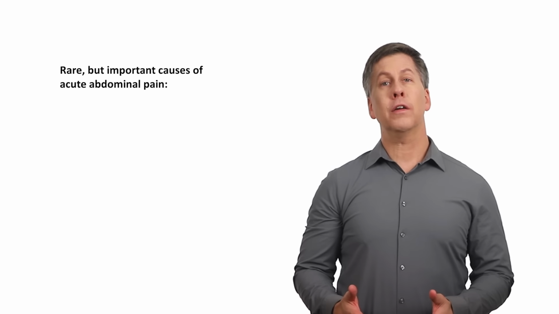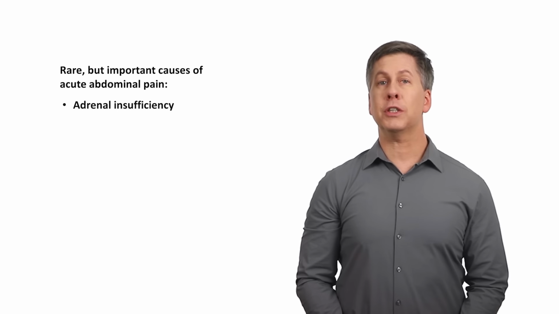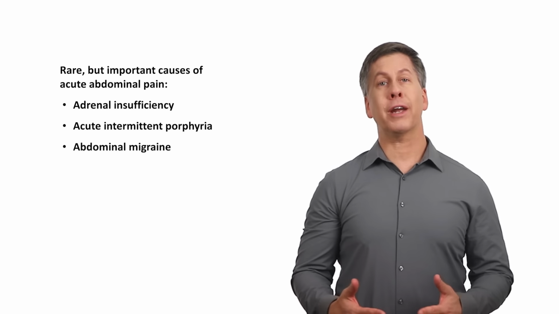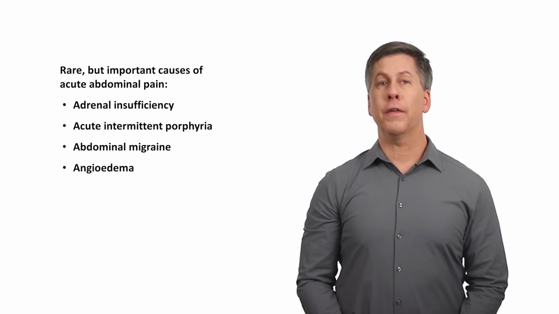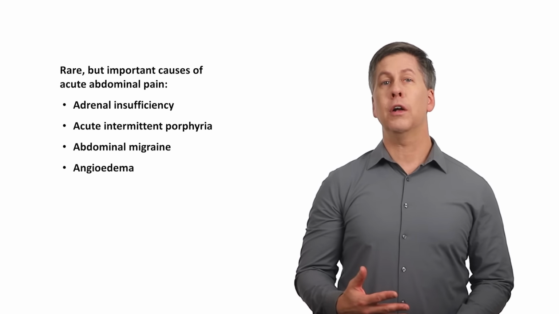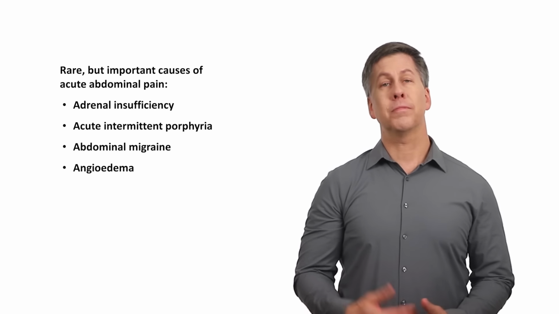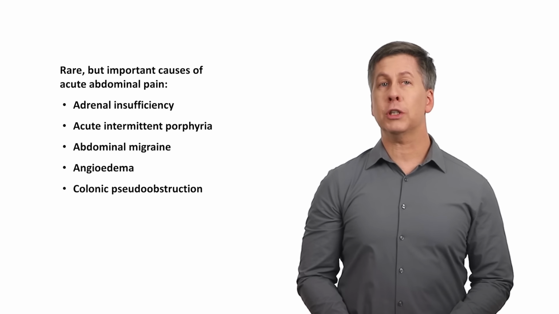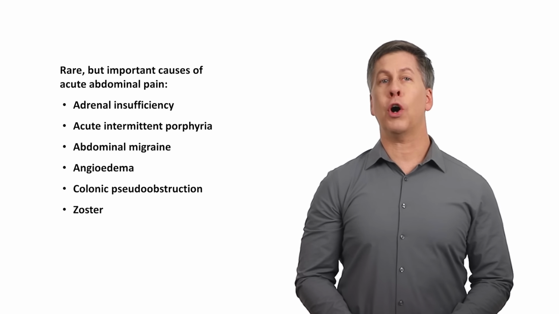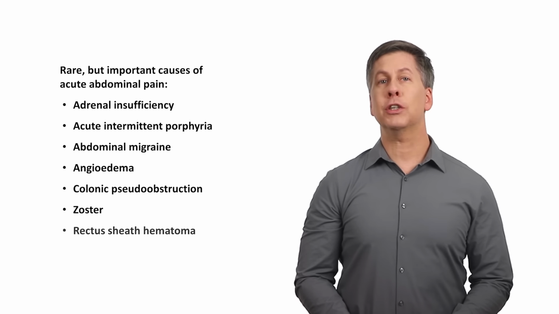Some relatively rare but nevertheless important causes of acute abdominal pain: adrenal insufficiency, acute intermittent porphyria, and abdominal migraine, angioedema, which sometimes surprises people since we are more familiar with angioedema causing swelling of the mucous membranes of the face and throat, but the same process can occur in the gut, colonic pseudo-obstruction, herpes zoster, in which the pain can occasionally precede the onset of the unilateral vesicular rash by a few days, and a rectus sheath hematoma.